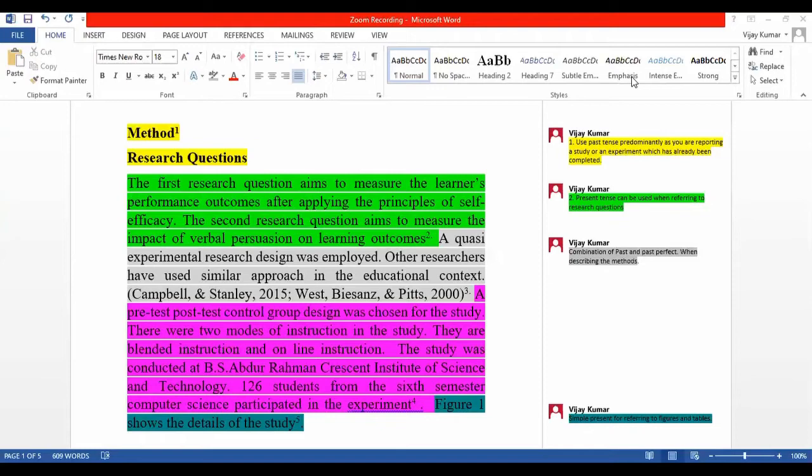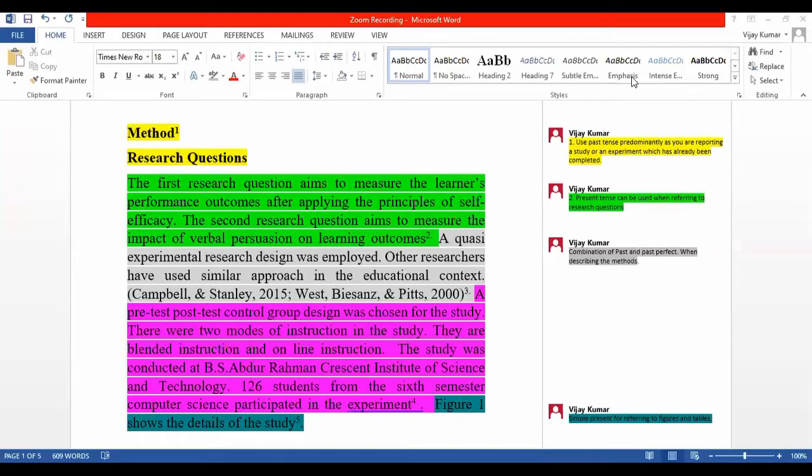But you can also use a combination of past and past perfect when describing the methods. For example, look at the text that is highlighted in gray. A quasi-experimental research design was employed. Other researchers have used such similar approaches. So it's a combination of past and past perfect. Terms like was employed or have used.